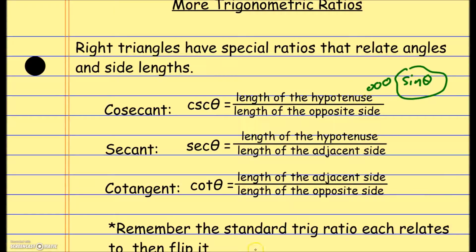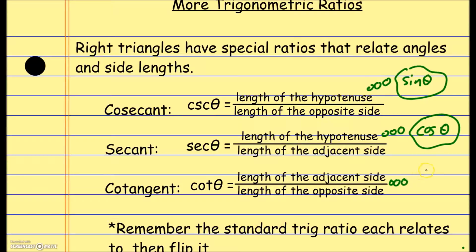Same thing with the next one. If I look at the next one, this should seem very, very familiar. This is very similar to our cosine of theta. Secant is hypotenuse over adjacent. Well, that's kind of like cosine, except it's been flipped. Cosine was adjacent over hypotenuse. So again, think of those together.